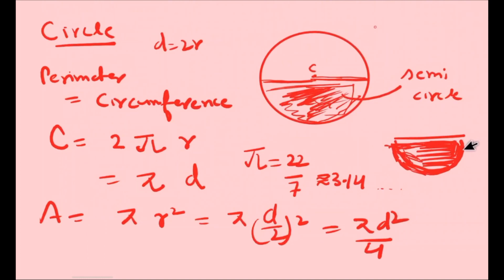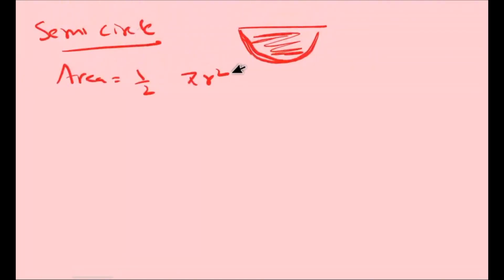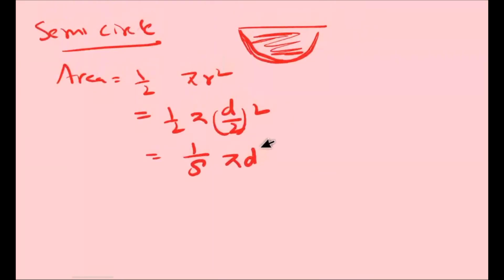Now what about the semicircle? In a semicircle, you can understand the area is half of the circle. So area equals half of pi r square, equals half into pi into d by 2 square, or 1 by 8 pi d square, 2 into 2 here. Okay, and what about the perimeter?